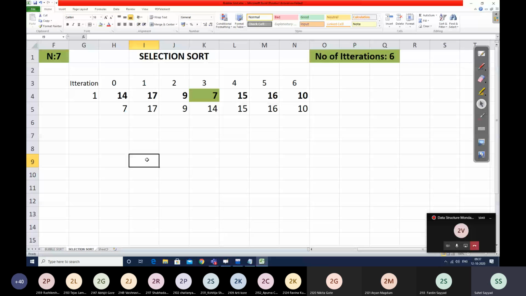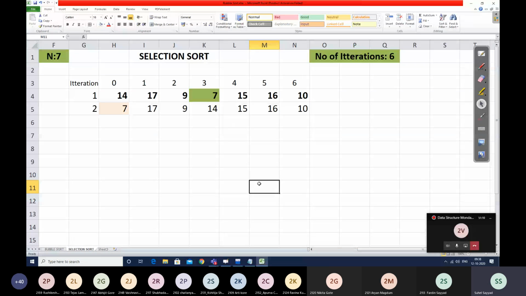Now my problem is getting reduced by 1 from left hand side. So I don't need to consider this 7 henceforth. Correct? So in the second iteration, this 7 will not be considered. So now what will be my problem? My problem will be only this much part, that is 17, 9, 14, 15, 16 and 10.